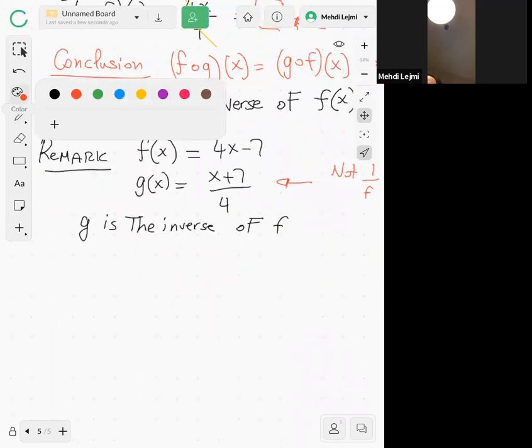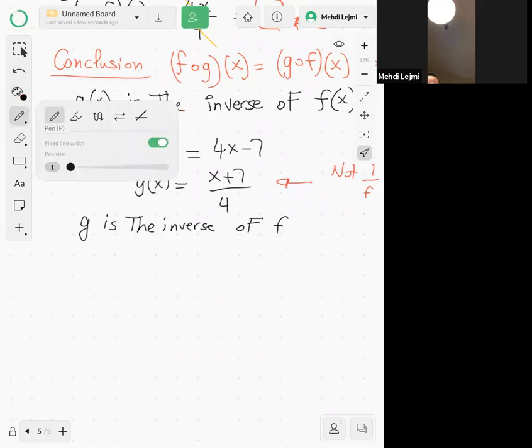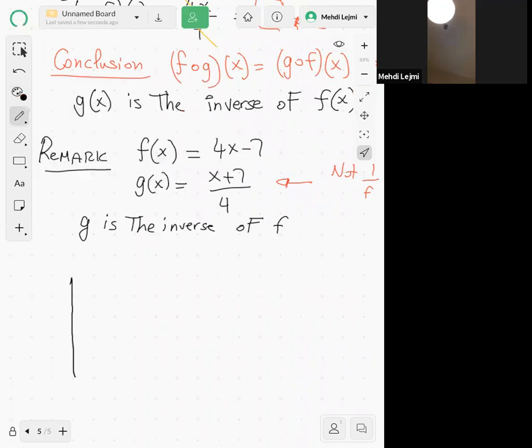you make a table of values of f. So for example, let's say this is x and this is f of x, which is 4x minus 7, of course. Let's say x is 0. So what will be f of 0? Well, f of 0, 4 times 0 minus 7, would be negative 7, right? If you take x equal to 1, what will be f of 1? 4 minus 7 will be negative 3, right?